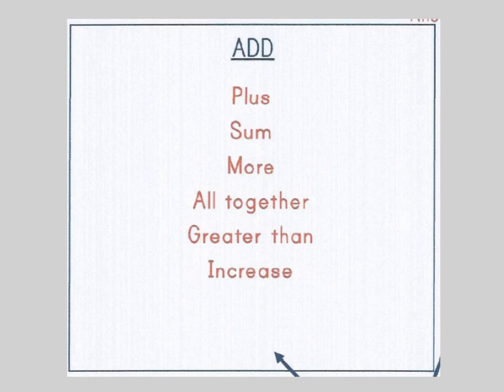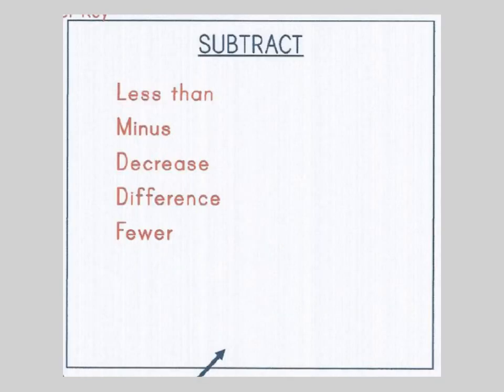Now let's check to see how you did, and if you've got some wrong, put them in the correct place. Under adding, you should have plus, sum, more, altogether, greater than, increase, and one more that's not on here is total. So those are all the words that indicate addition. For subtraction, you should have the words less than, minus, decrease, difference, and fewer.